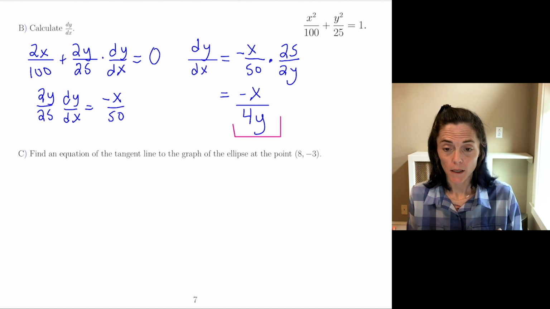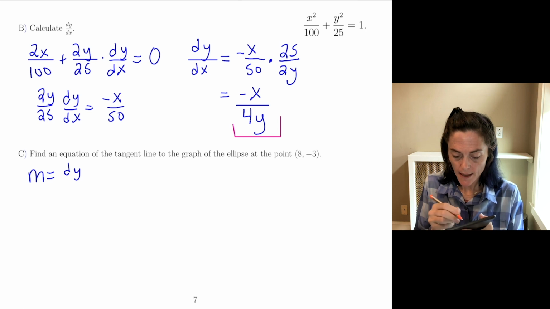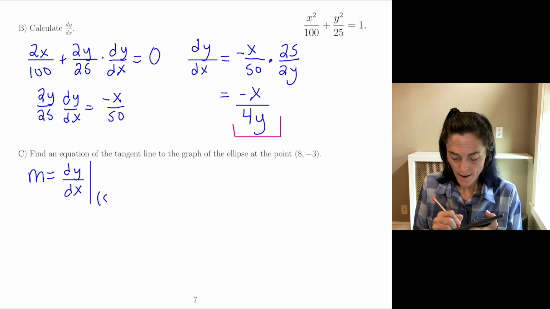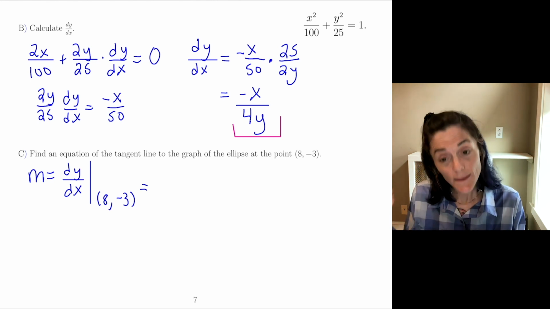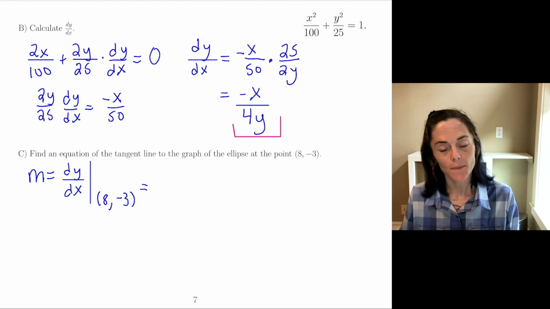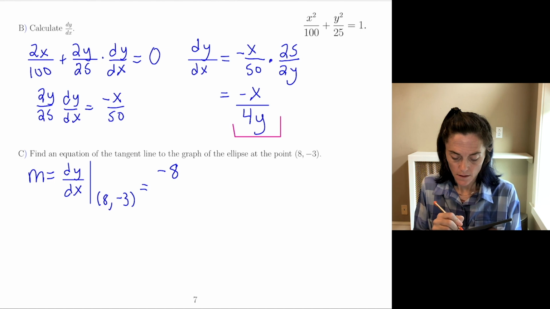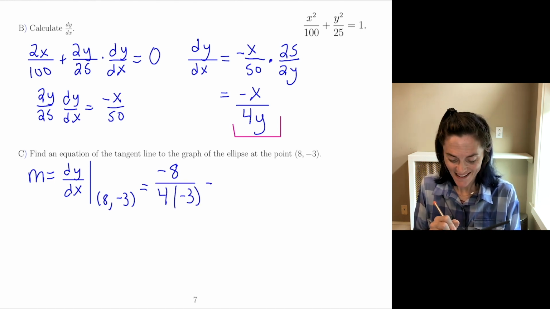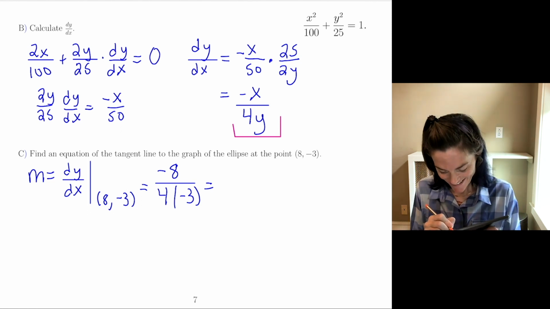Okay, letter C: find the equation of the tangent line to the graph of this ellipse at this point. Well, we know the slope. This will be dy/dx evaluated at the point (8, -3). So we substitute x equals 8, y equals -3. We have minus 8 over 4 times -3. And you can see what we get here, positive 2 over 3.